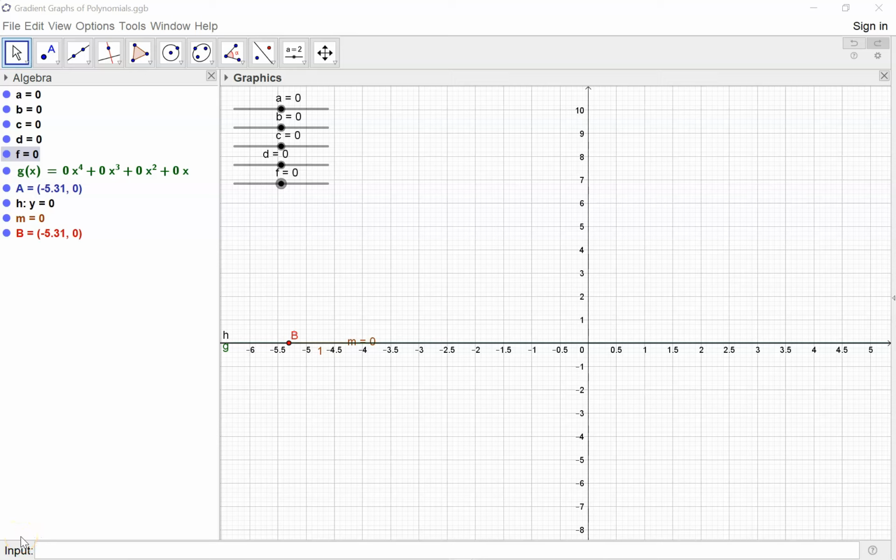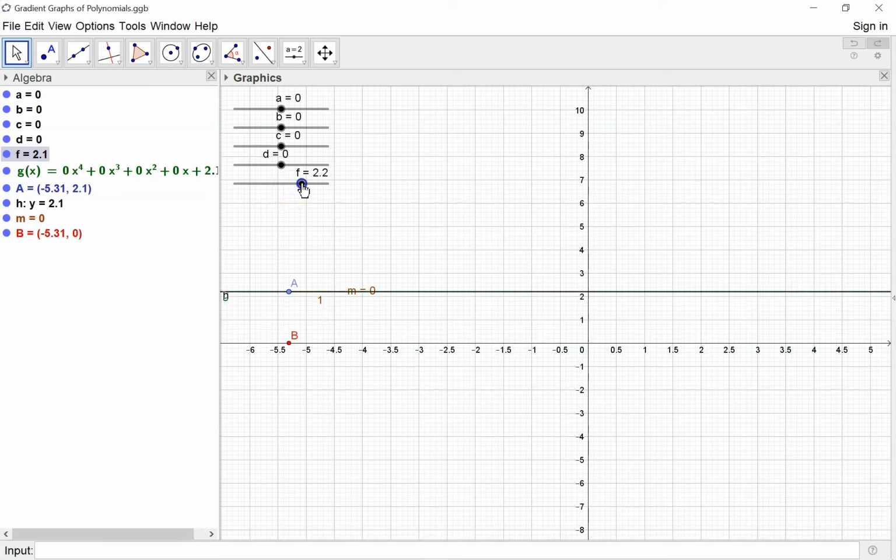Start off looking at gradient graphs and therefore gradient functions. We're going to start off with polynomial graphs. So what we're going to do first of all is just look at a horizontal straight line.